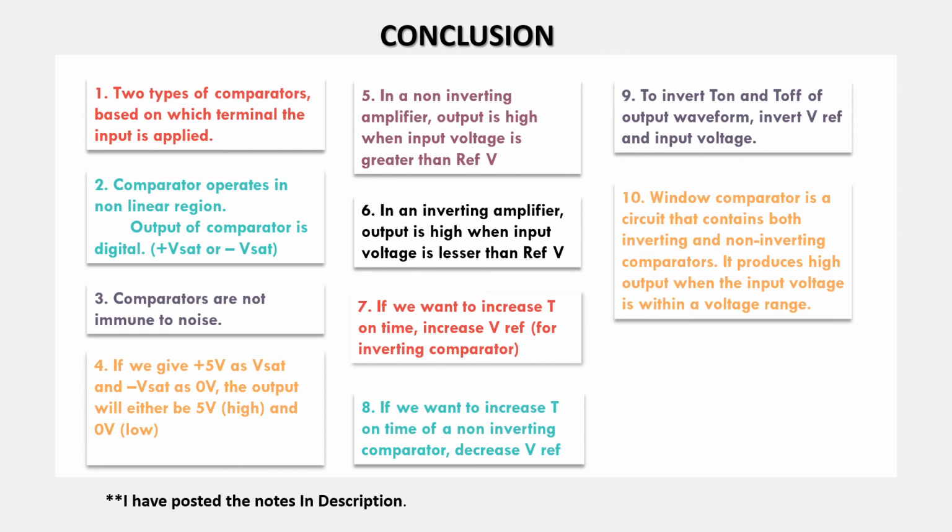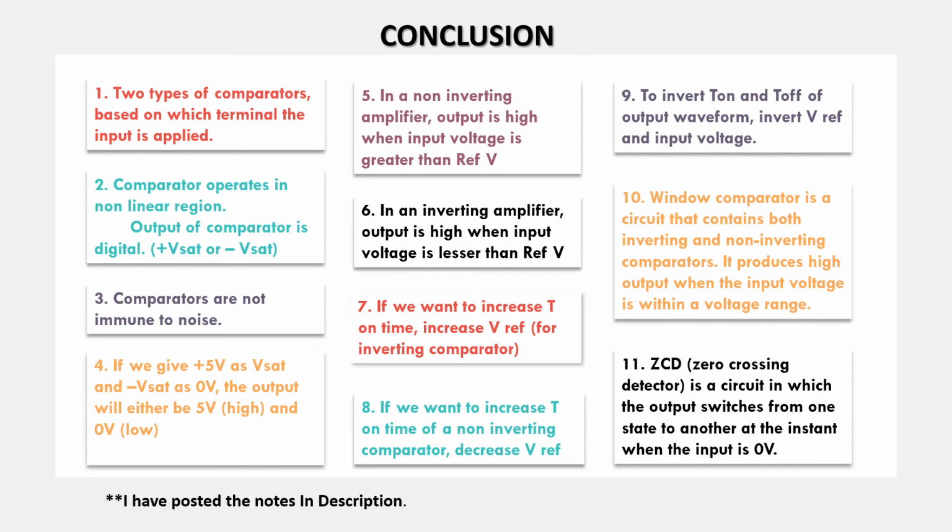Then we saw two applications of comparators. The first one is the window comparator. We saw that window comparators have two comparators, inverting and non-inverting. The window comparator produces plus VSAT as output when the input signal is between a particular voltage range. ZCD is a circuit whose output switches from one state to another at the instant when the input signal is 0. It can be implemented by both comparators by setting V reference equal to 0 volt.